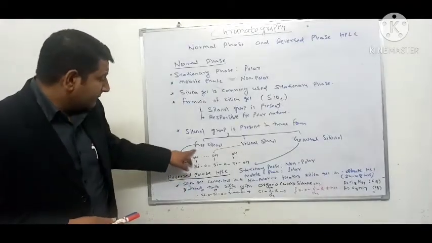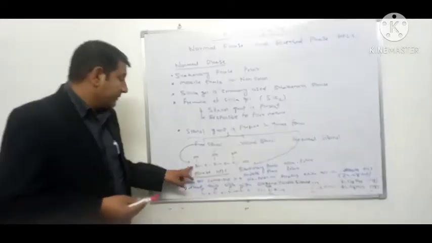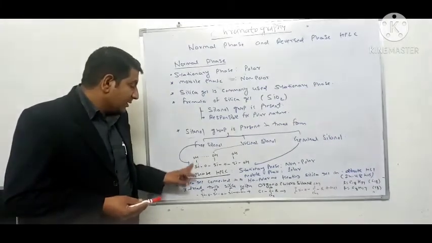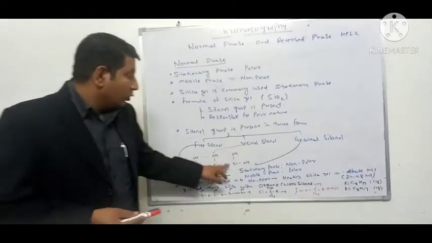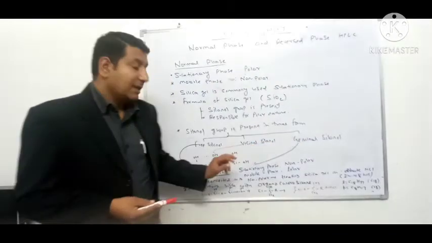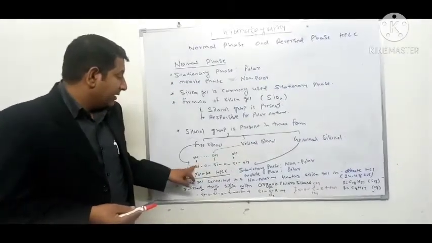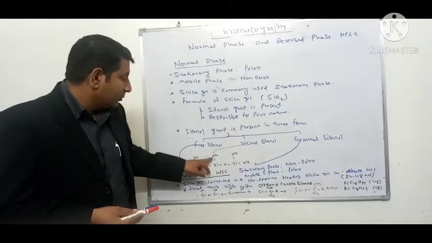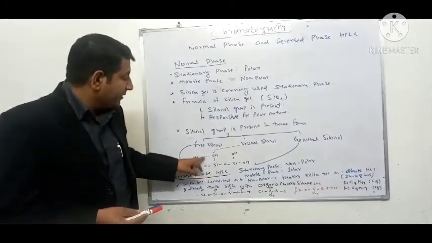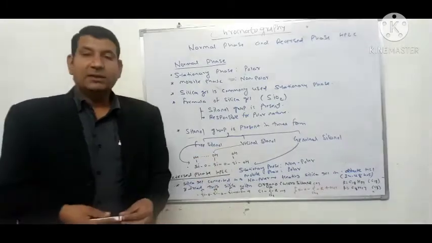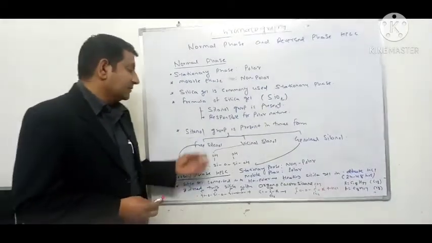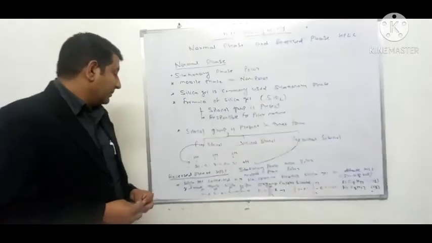Now this first part is known as free silanol. If only one OH group is attached to silica, it is known as free silanol. If two OH groups are attached to the silica, it is known as geminal silanol. And in vicinal silanol, the neighboring OH groups are linked through a bond. So basically there are three types of silanol group present in silica: free silanol, vicinal silanol, and geminal silanol.